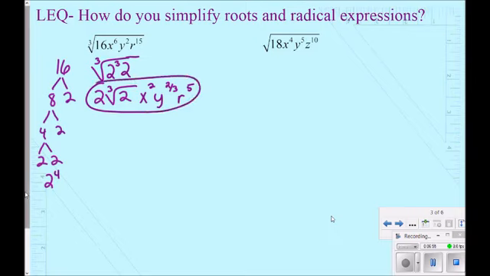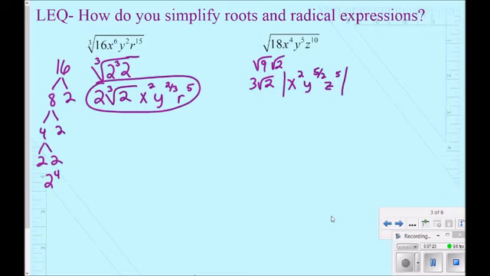Next one, copy that one and try it. So 18, that's 9 and 2. That's 3 root 2. With the variables, I see even roots, so absolute value. I'm dividing 4 by 2 and getting 2. I'm dividing 5 by 2 and getting 5 halves. And I'm dividing 10 by 2 and getting 5.